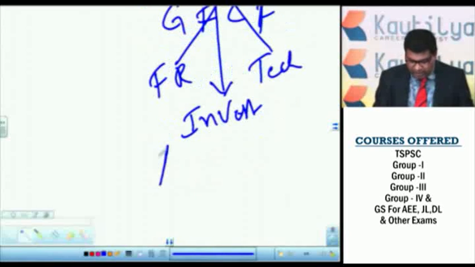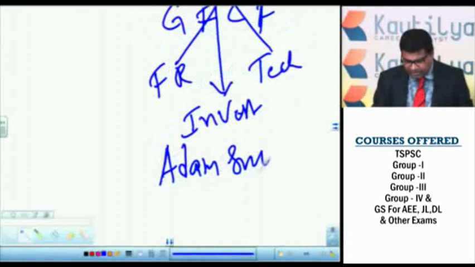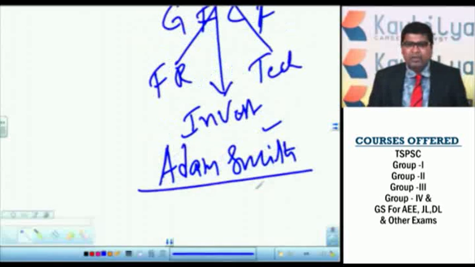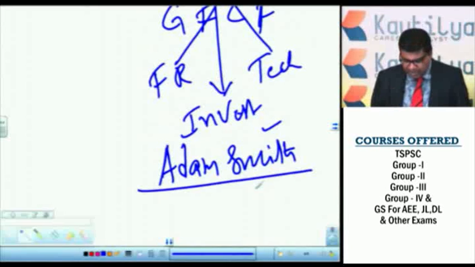According to famous economist Adam Smith, the level of economic development depends upon the level of capital formation. The more the capital formation, the more the wealth generation, the more the exports, and the more the foreign exchange earnings.